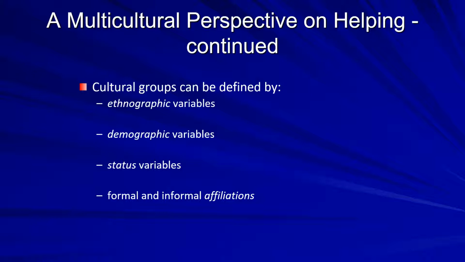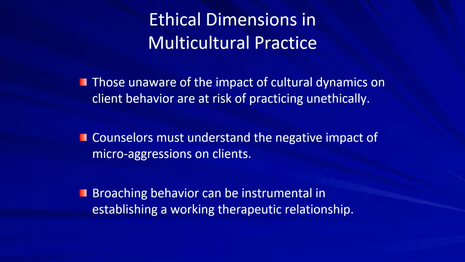Ethnographic variables are such things as nationality, ethnicity, language, and religion. Demographic variables include things such as age, gender, place of residence, and geographic location. Status variables include things such as education and socioeconomic backgrounds. There are some more definitions on this slide to be aware of.